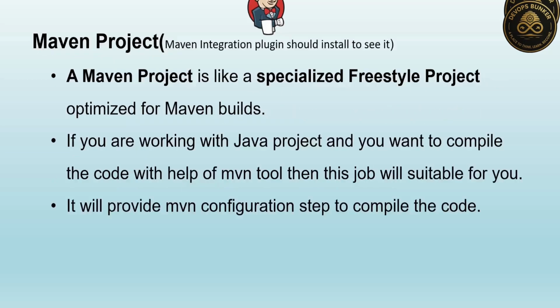Next one is Maven project. A Maven project is like a specialized freestyle project optimized for Maven builds. If you're working with a Java project and you want to compile the code with the help of Maven, then this job will be suitable for us. It will provide a Maven configuration step to compile the code.